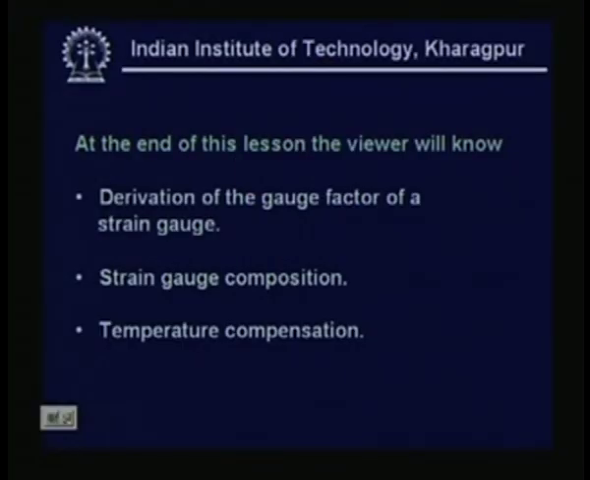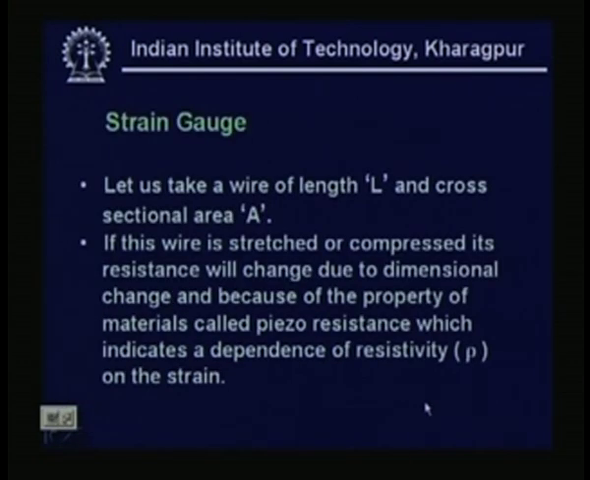Now, let us look at the derivation of the gauge factor of the strain gauge. At the end of the lesson the viewer will know the derivation of the gauge factor of a strain gauge, composition and temperature compensation. Let us take a wire of length L and cross sectional area A. If this wire is stretched or compressed, its resistance will change due to dimensional change, and because of the property of the material called piezo resistance, which indicates the dependence of resistivity on the strain.